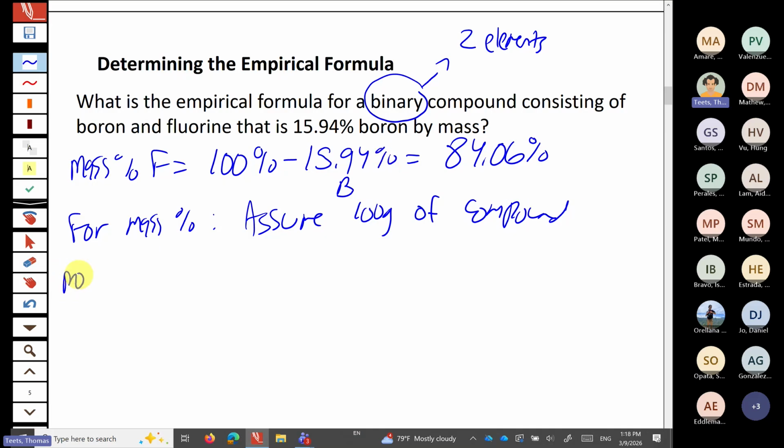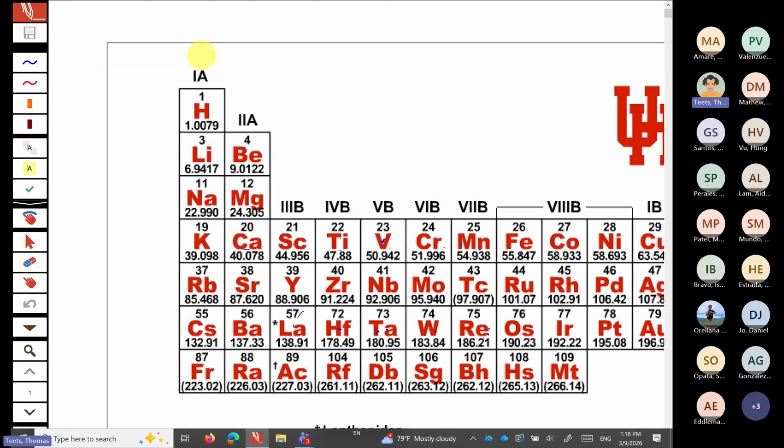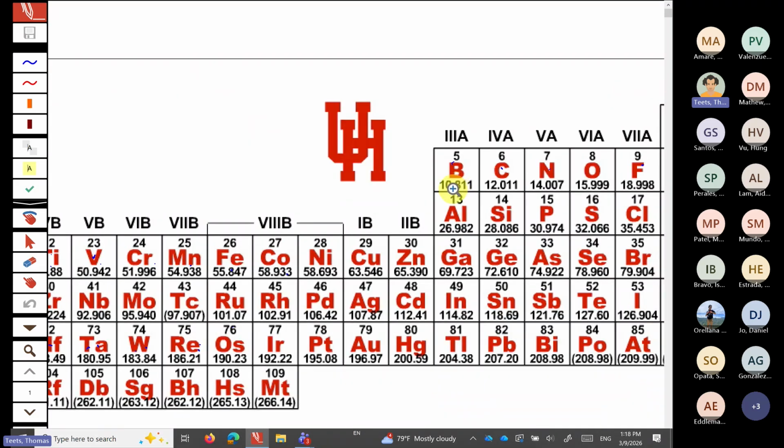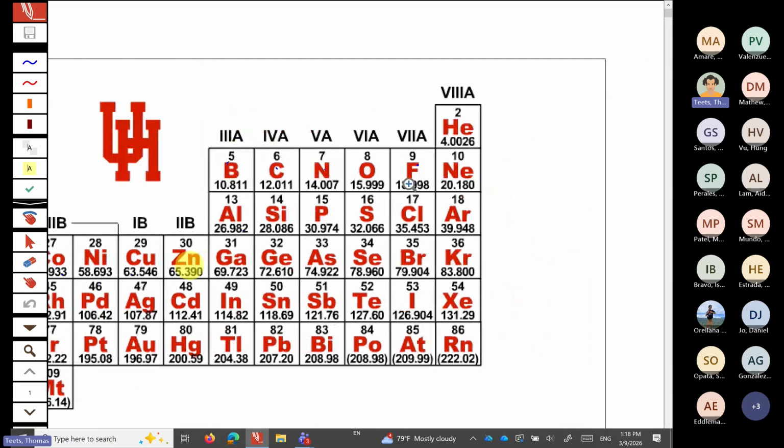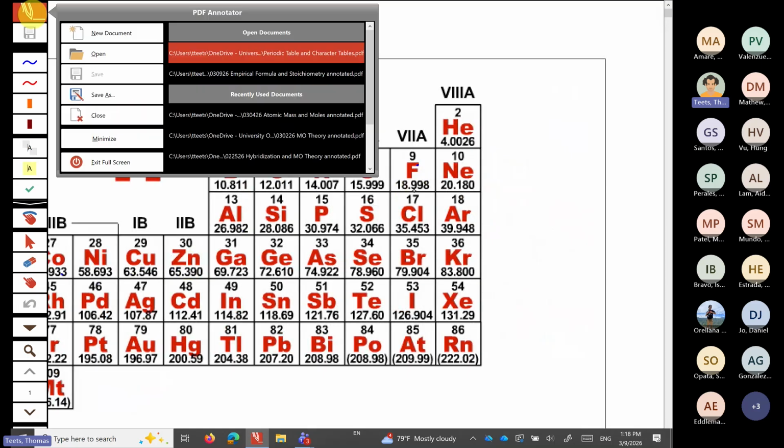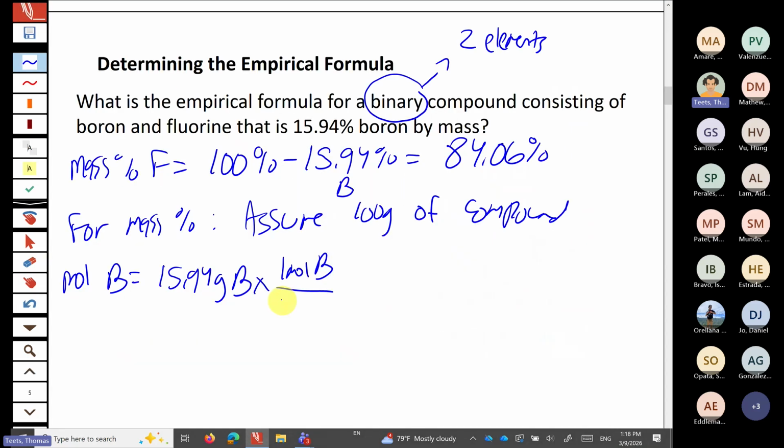So we're going to do the same steps again that we did last time. So the moles of boron, we have 15.94 grams if we're assuming 100 grams of the compound. 1 mole of boron, we have to go to the periodic table again. So again, we look those up on the periodic table. Boron is 10.81 grams per mole. Fluorine is 19.00, thereabouts. So we have those 2 atomic masses that we'll need. So for boron, it's 10.81.